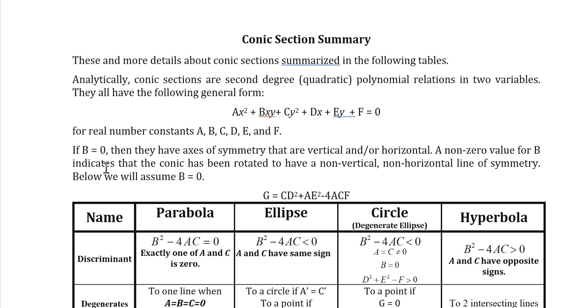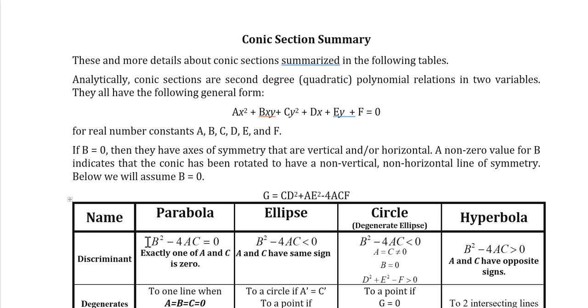But if b is not 0, then some sort of rotation has occurred so that those axes are not vertical or horizontal. For the most part, except for one thing, everything below I'm going to assume that b is 0. The thing I'm not going to assume b is 0 for is this right here.